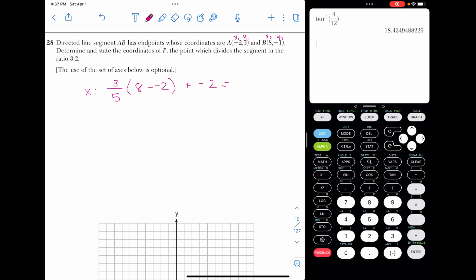So I'm going to go over to my calculator over here, and I'm just going to type this whole thing in. So I have 3/5, 8 minus -2, plus -2, and I get 4 as my x coordinate. And I'm going to do the same thing for the y. It's the same fraction, but now I'm going to do y2 minus y1 plus y1. And I'm going to now type this one into my calculator.